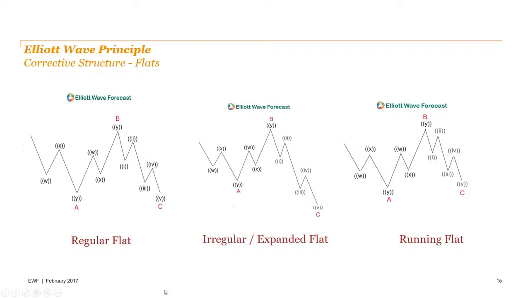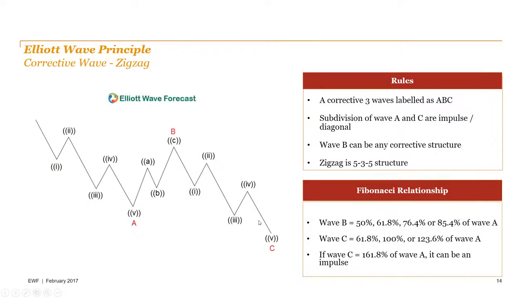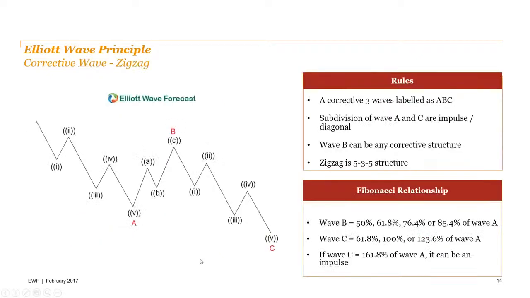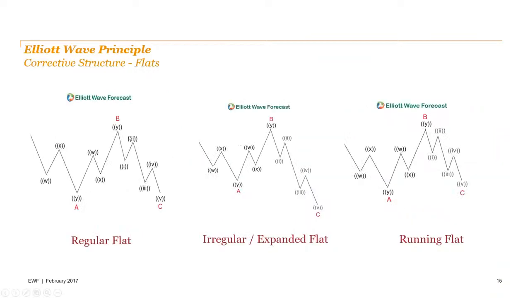Unlike a zigzag, which is a clear ABC lower low, you can see how messy a flat is. You see here it breaks above the beginning of wave A in the wave B, and then wave C breaks below the wave A, right? But it is also labeled as ABC. The difference is the subdivision of wave A in the flat is in 3 waves. In a zigzag, it is 5, 5, 3, 5. But flat is 3, 3, 5, 3, 3, 5. Okay, so 3 different types of flats here.